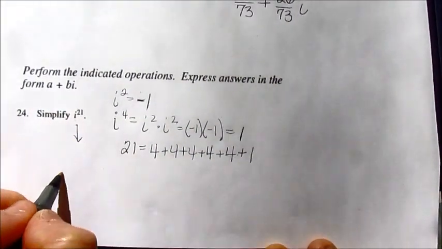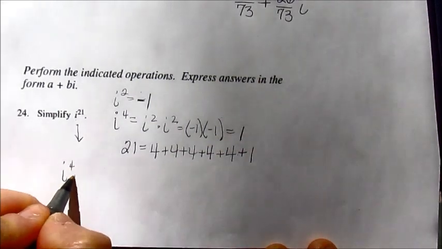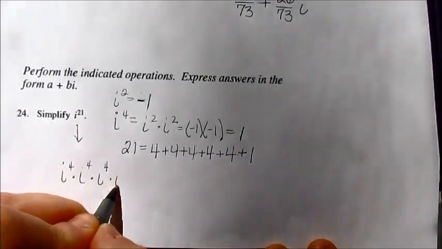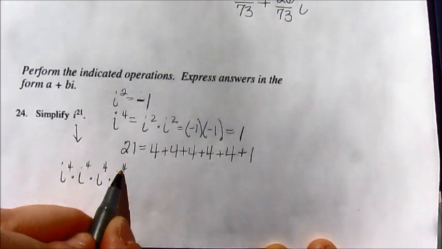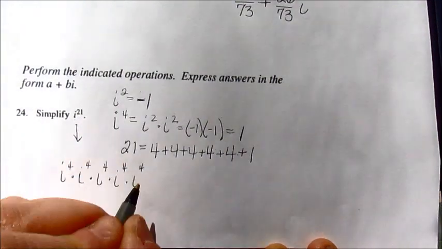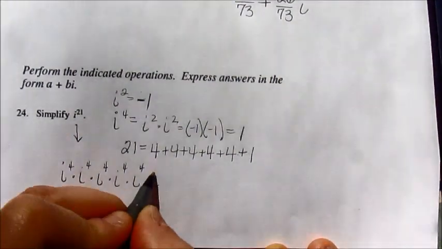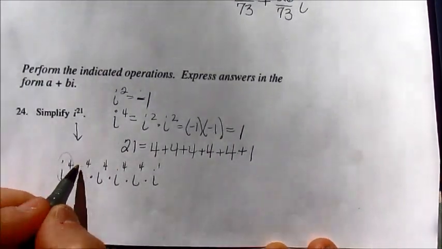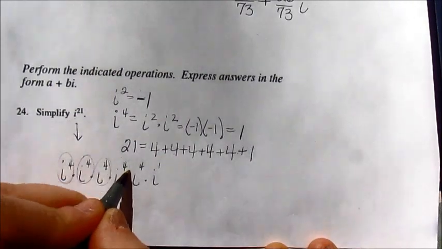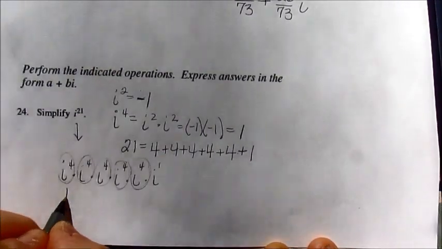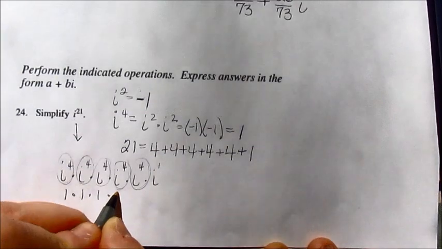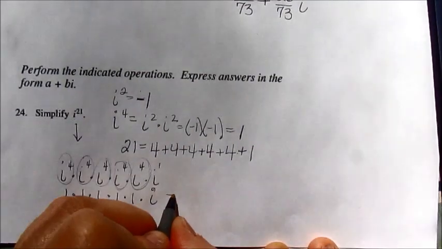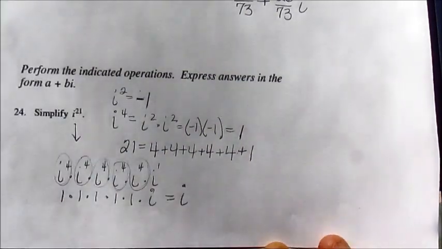So I'm going to rewrite this as i to the 4 times i to the 4 times i to the 4 times i to the 4. That's 4 of them. When I add them up, it's a 16. There's i to the 20, and I need an extra i. What I'm doing here is each one of these has what value? 1. 1 times 1 times 1 times 1 times 1 times i. Well, guess what? That is just i.